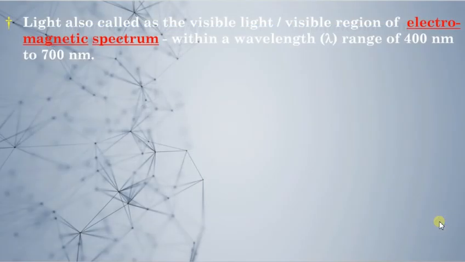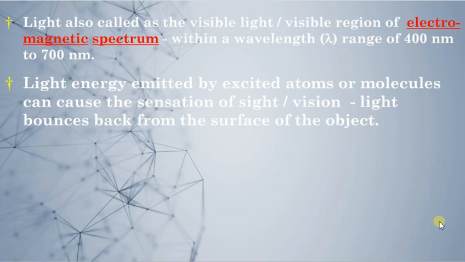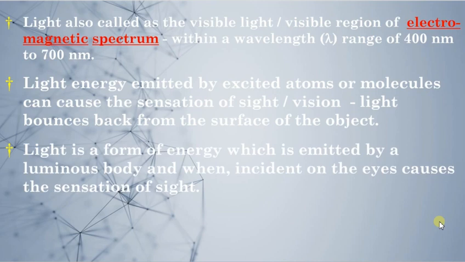Now here we are going to see different ways of representing light. Light is energy emitted by excited atoms or molecules that can cause a sensation of vision. Light bounces back from the surface of an object. So whatever the object, we are able to see it only due to the reflection of light from its surface. Light is a form of energy emitted by luminous bodies, and when incident on the eyes it causes the sensation of light.